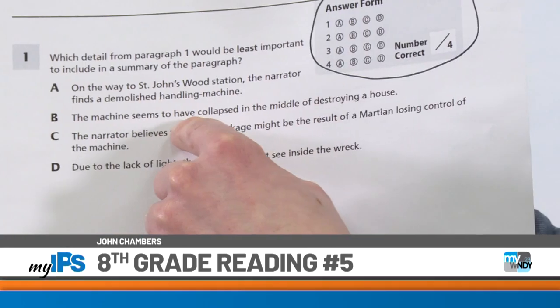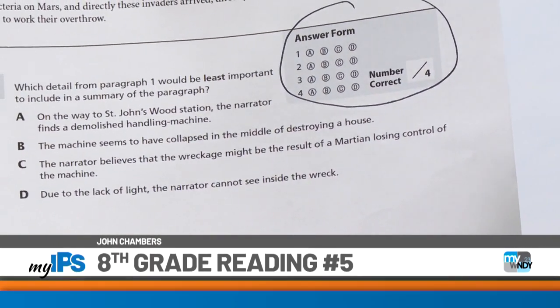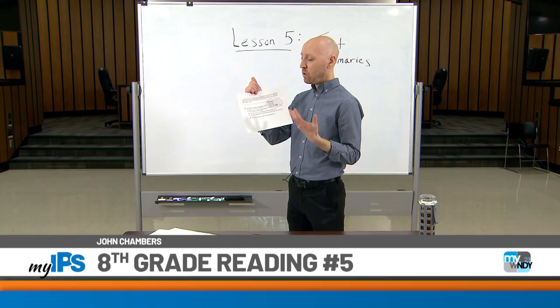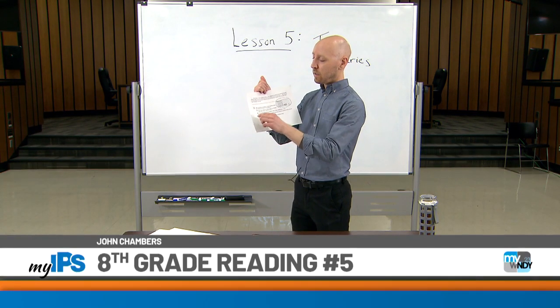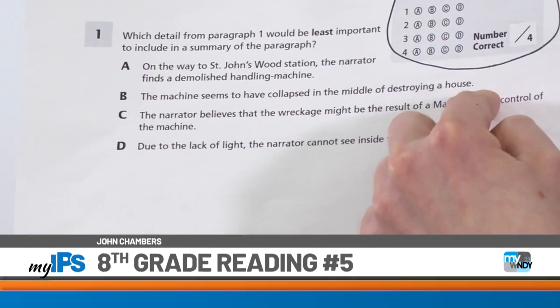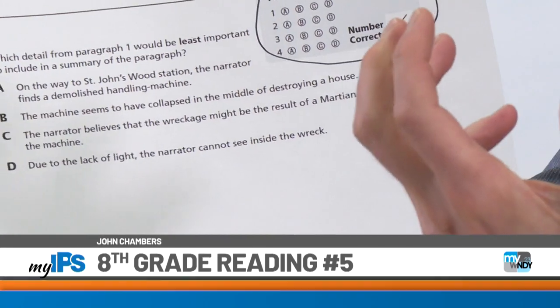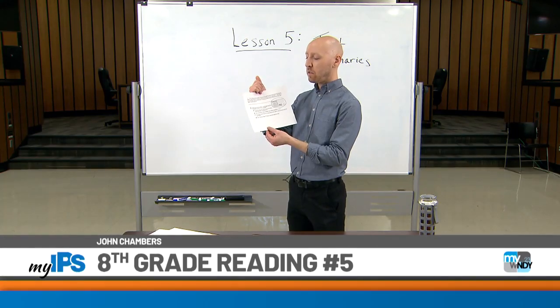B, the machine seems to have collapsed in the middle of destroying a house. So that's also really important because these Martians are sort of losing control of their work. So I'm going to cross that out. C, the narrator believes that the wreckage might be the result of a Martian losing control of the machine. So really important insight into maybe what happened there. So let's cross that out.